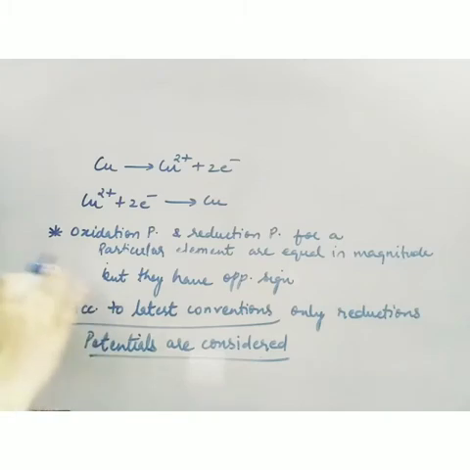So we learned what electrode potential is: the tendency to lose or to gain electrons. How many types are there? Two, oxidation and reduction. The oxidation and reduction potentials for a particular element are equal in magnitude. In order to differentiate, we put opposite signs before them. Now according to the latest conventions, we use only reduction potentials.